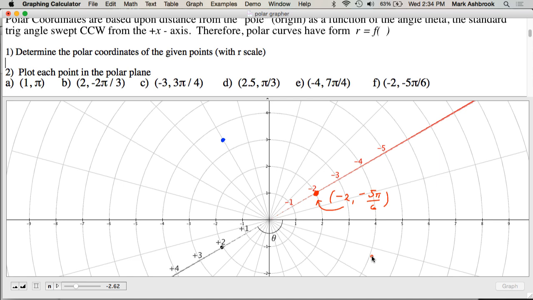Okay, so for this blue point, the easy one, the most natural one would be an angle measure of 2 pi over 3, and then positive r of 3.5. That's kind of the most straightforward and natural one. All right, so then what else?